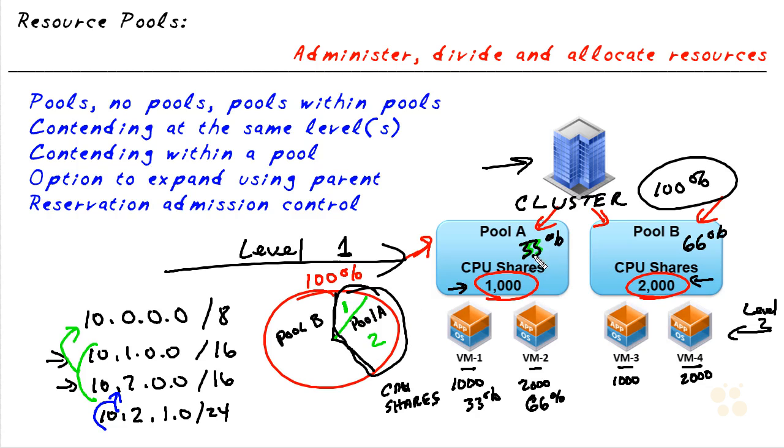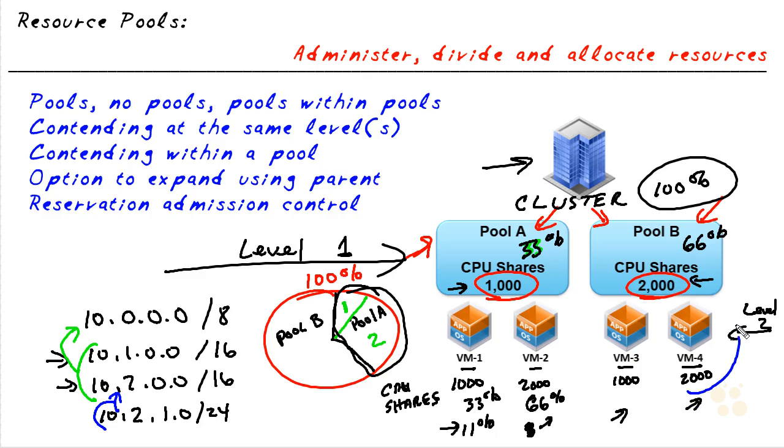So if pool A only has 33% of the entire pie to begin with, 33% or a third of this 33% is around 11%. So that would mean that VM1 has 33% of pool A, but since pool A only has 33% of the whole, VM1's share count regarding the entire pie would be around 11%. And we could do the same calculation for VM2 and VM3 and VM4.